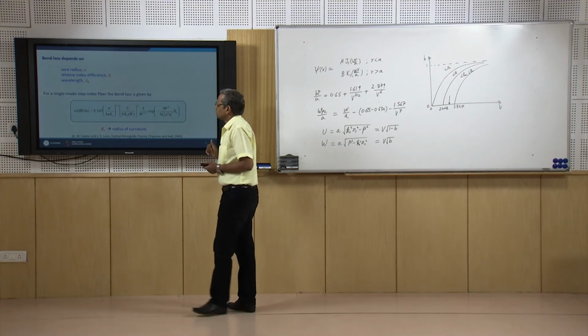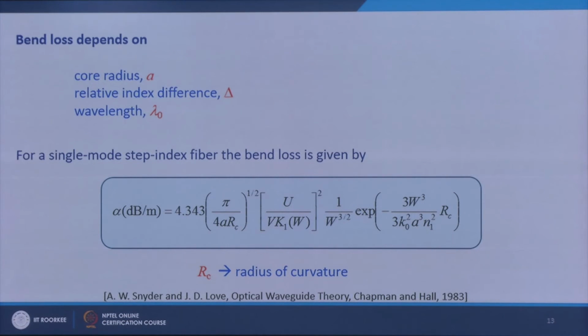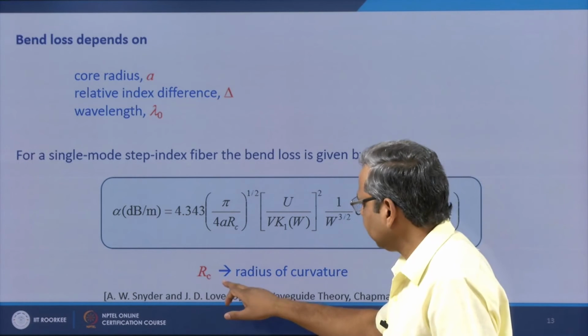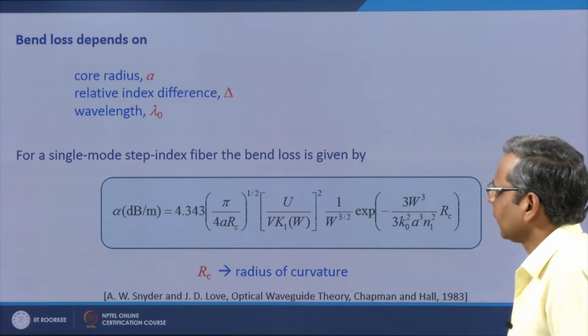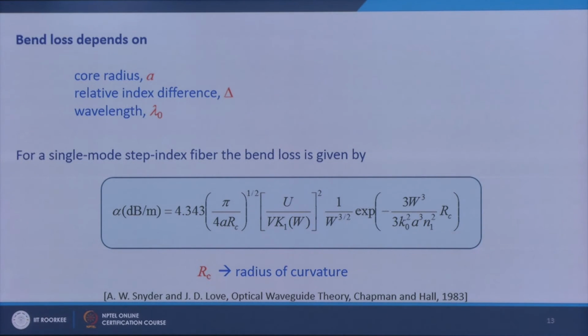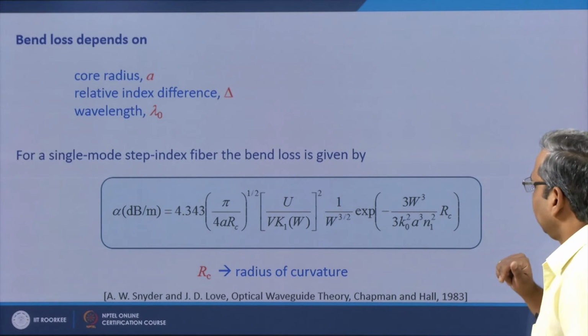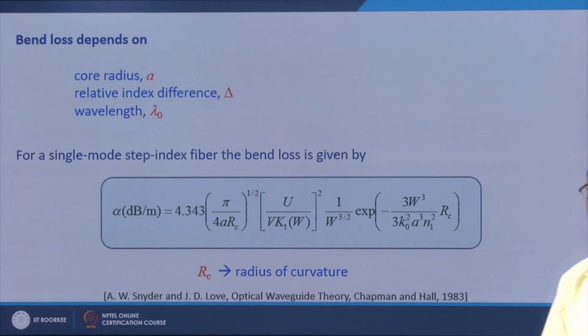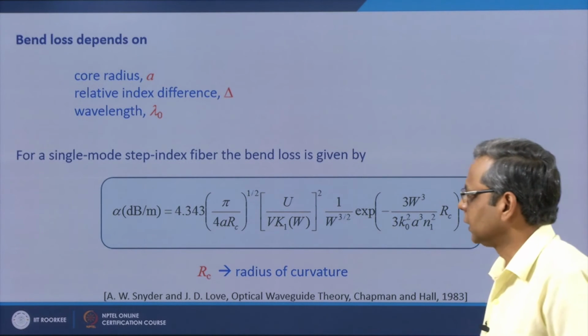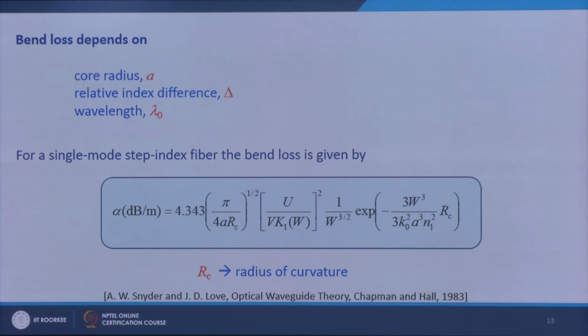For a single mode step index fiber, the bend loss can be given by this formula, which involves R_C, which is the radius of curvature, core radius A, parameter U, which is given by this, which contains A, wavelength, N1 and the mode effective index, and W. So if I know all these parameters, then for a step index single mode fiber, I can find out the bend loss in dB per meter using this formula.